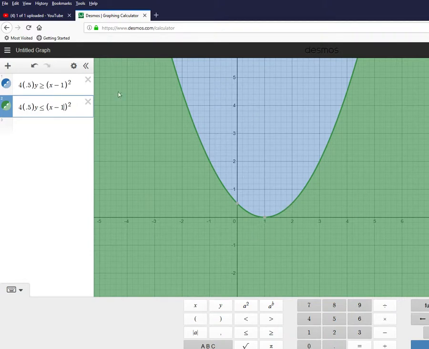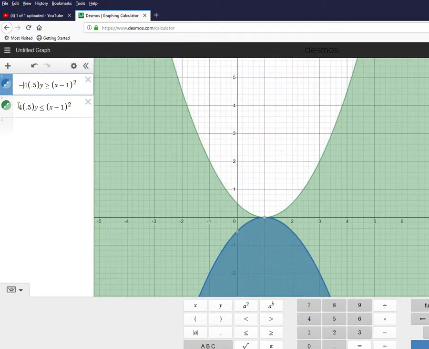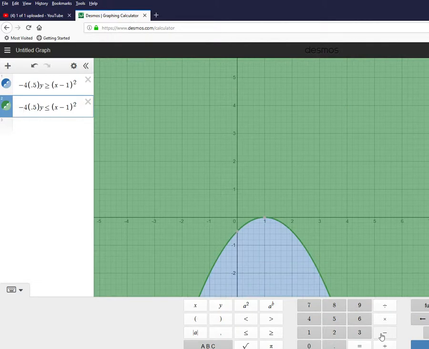Okay, so what if it was facing down? What if we made them both negatives? So now it's facing down. Same thing. Greater than is shading inside, less than is shading outside. Okay, so vertically makes no difference. Greater than is inside the parabola, less than is outside the parabola.